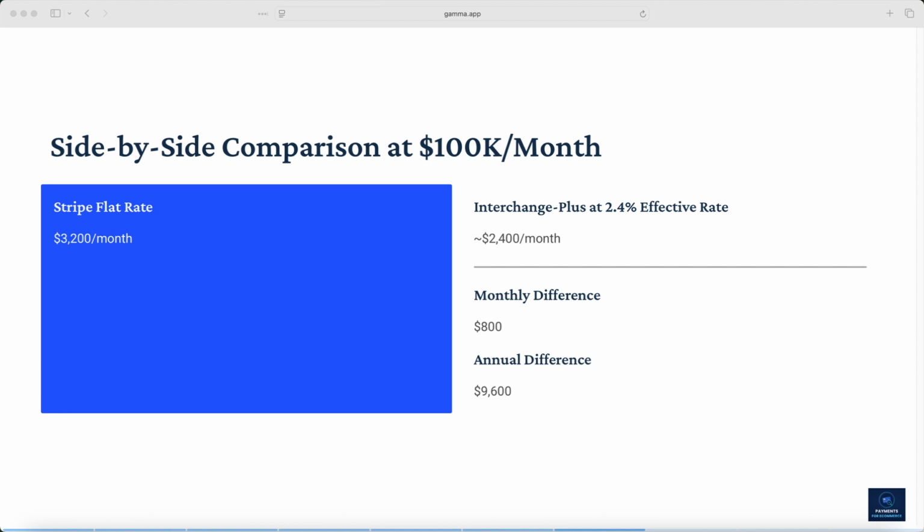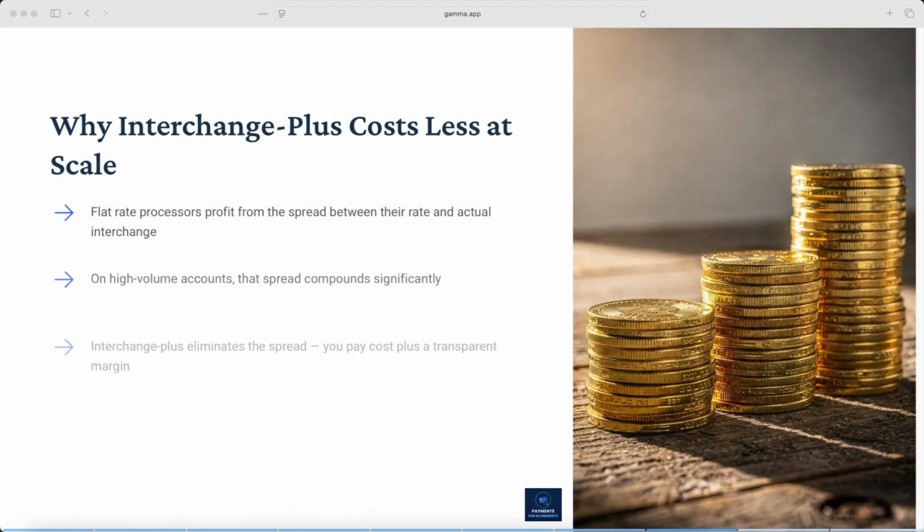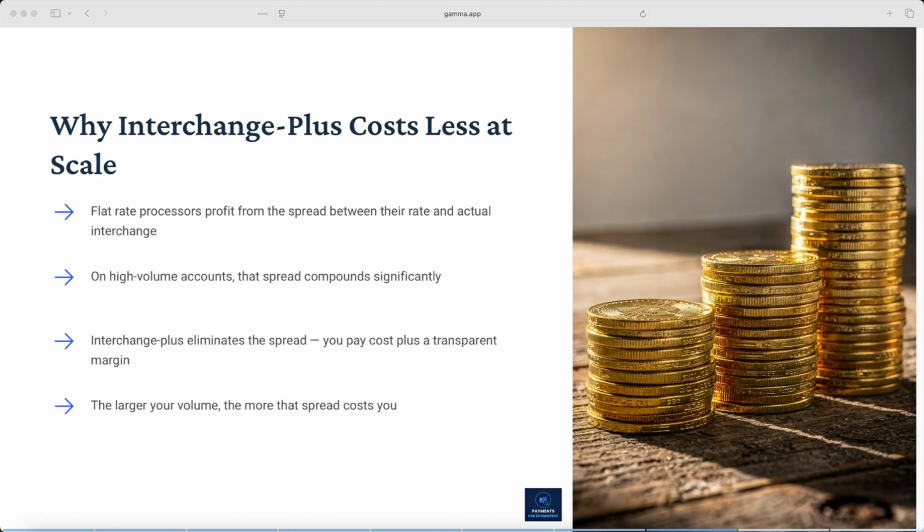And keep in mind, these numbers are conservative. Depending on your card mix, how many debit cards versus premium rewards cards your customers use, the savings on Interchange Plus could be even greater. The point is, at this volume, the pricing model you're on is a real business decision, not just an administrative detail. So why does the gap keep growing as volume increases?